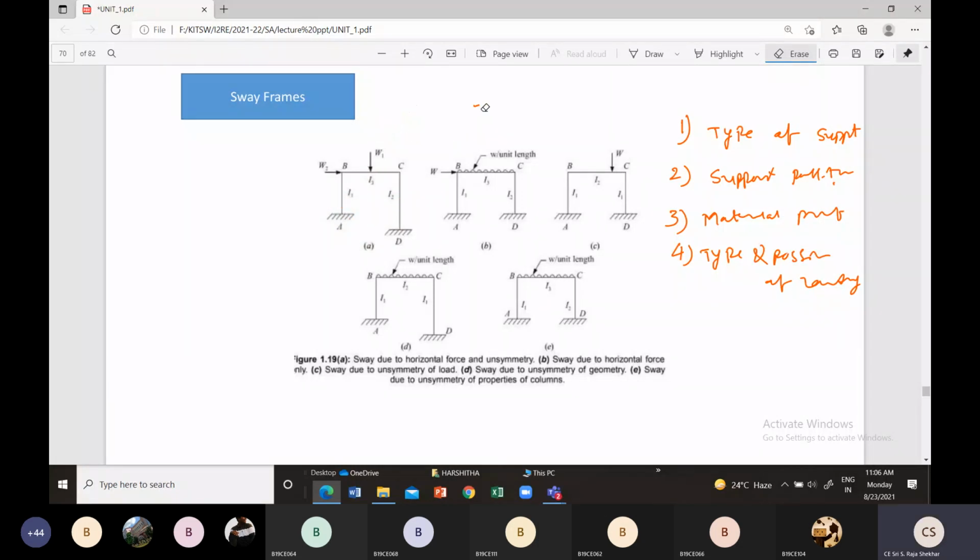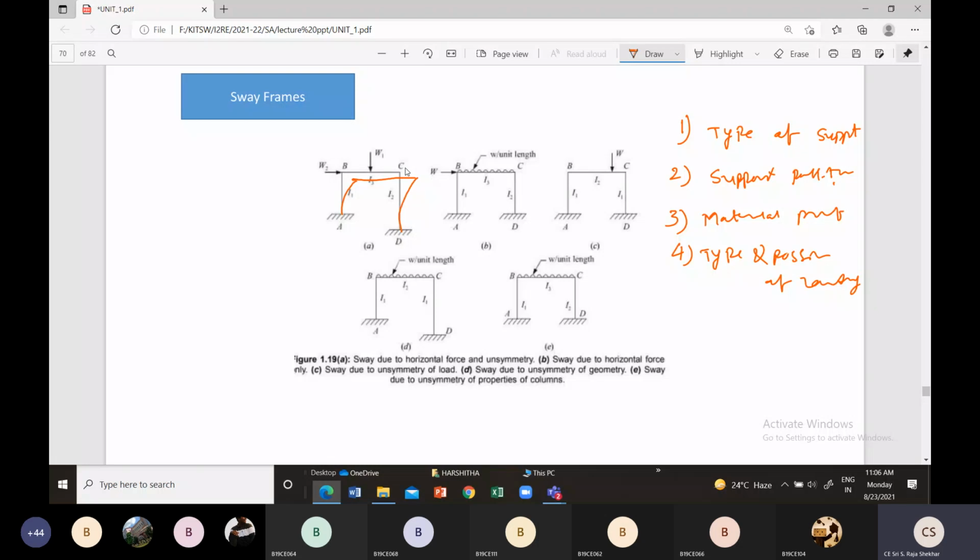So what is sway? Sway is nothing but the horizontal movement of the end of the column. It will move out and sway after application of load. If it moves like this, then it is called sway. Horizontal movement of the end of the column is called sway.